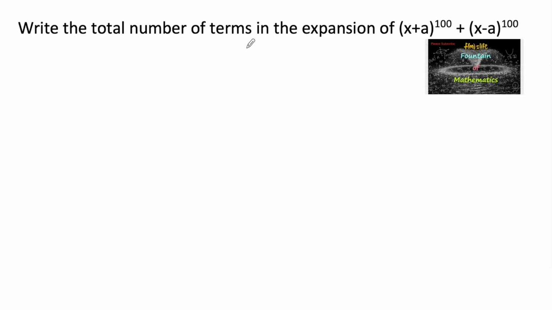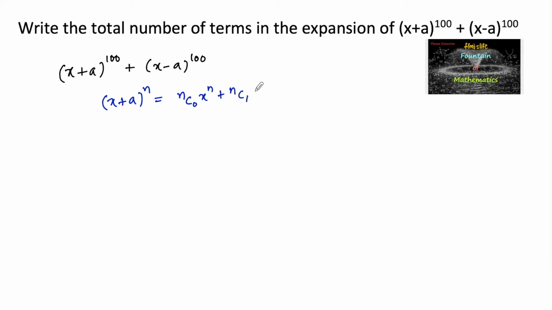Write the total number of terms in the expansion of (x + a)^100 + (x - a)^100. We know that the expansion of (x + a) to the power n is nC0 x^n + nC1 x^(n-1) a^1 plus and so on, nCn a^n.